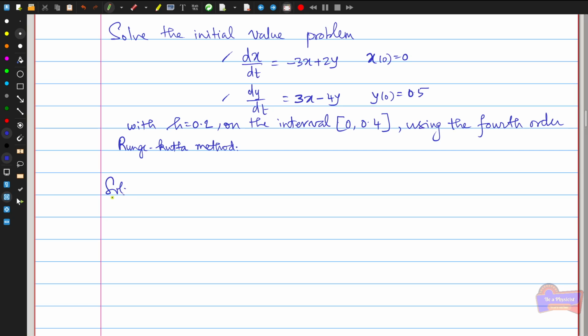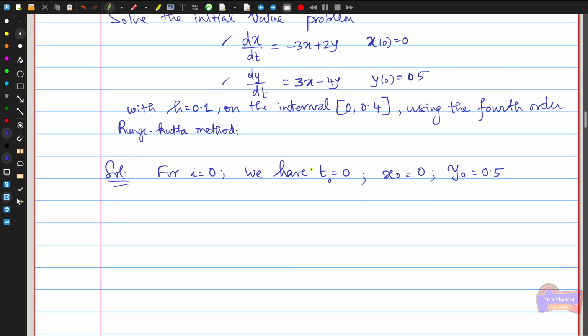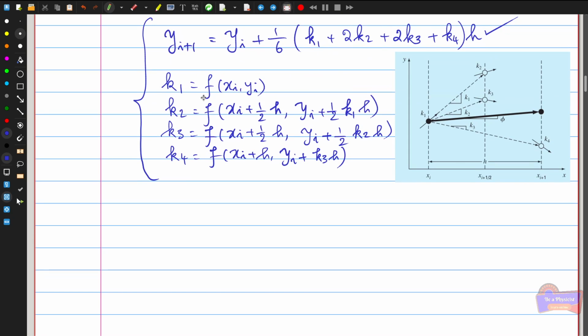Okay, so first we should start with the iteration i equal to 0. So the solution for i equal to 0: t0, the initial value, equal to 0. Similarly, the initial condition x of 0 is equal to 0, and y of 0 is equal to 0.5. So these are all the values we have for the initial condition. First we have to find the slope, that means k1. Since we have two different variables x and y, we can denote k11, k12, k13, k14 for the x variable. Similarly, k21, k22, k23, k24 can be taken for the y variable.